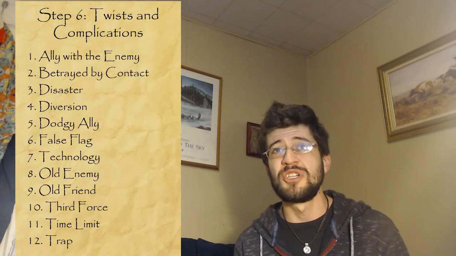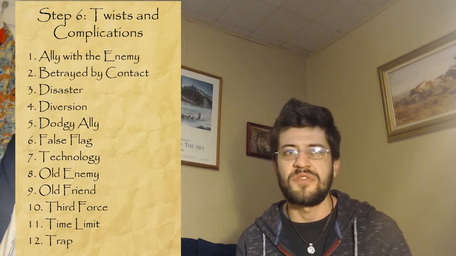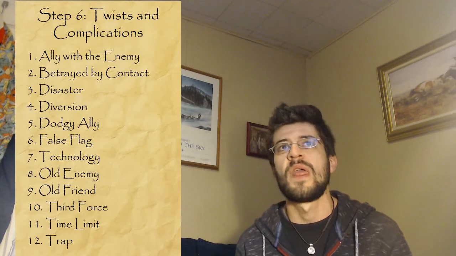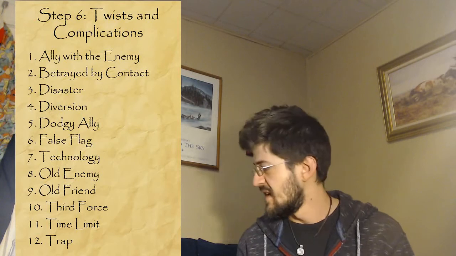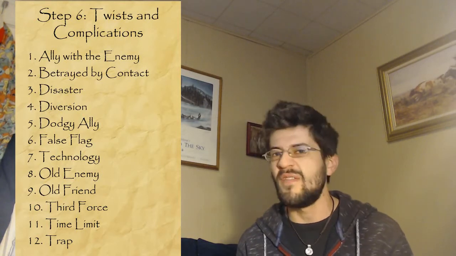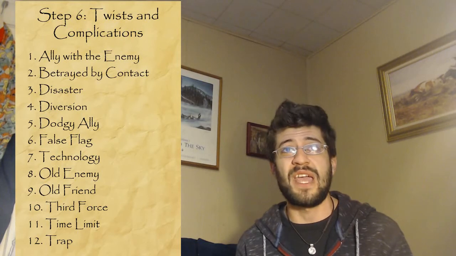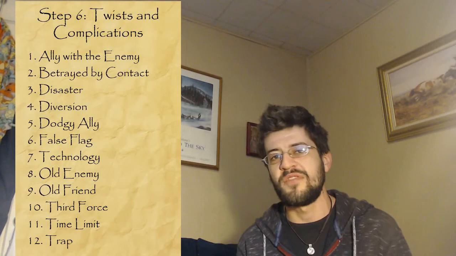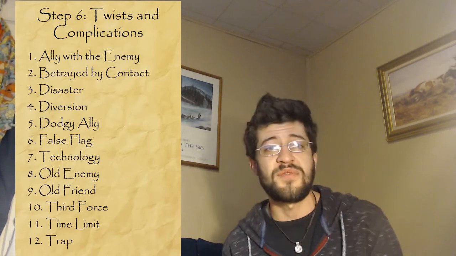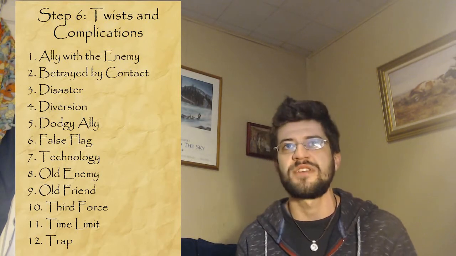Number 4, diversion. The quest was just a setup to get them distracted so that they were in the wrong place at the wrong time. Number 5, they have a dodgy ally. Maybe the person who gave them the quest, worth a lot of money, isn't being entirely faithful with them, or they don't think he's being entirely faithful with them. Number 6, a false flag. This one's kind of like the diversion or being betrayed by your contact. I don't know if they should have included this as one. But a false flag is a purposeful, intentional setup, and they're really just trying to throw you off their scent.